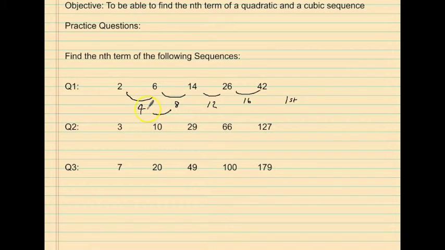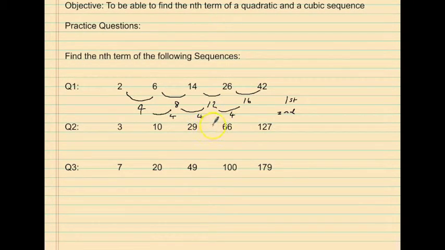So if we have a look here, we've got 4 to 8 is a difference of 4, 8 to 12, difference of 4, 12 to 16, difference of 4. So we've now got a second difference that is equal. Now what that means is that this is going to be a quadratic sequence. As soon as the second difference is equal, we know it's a quadratic sequence.